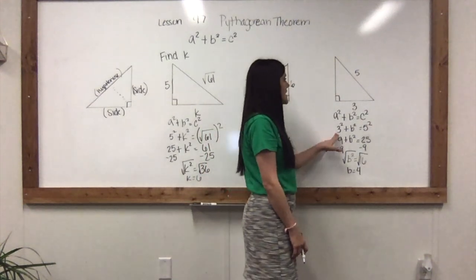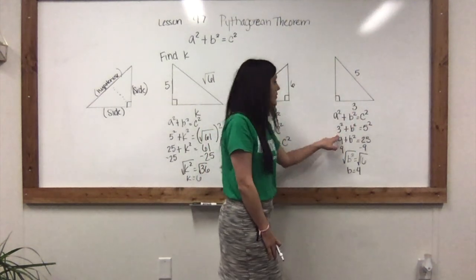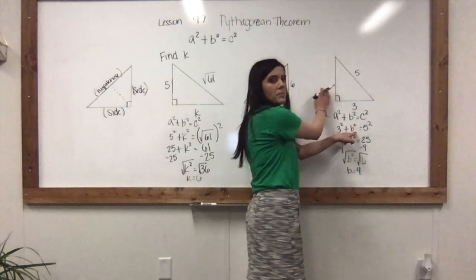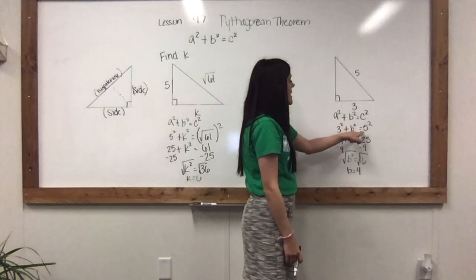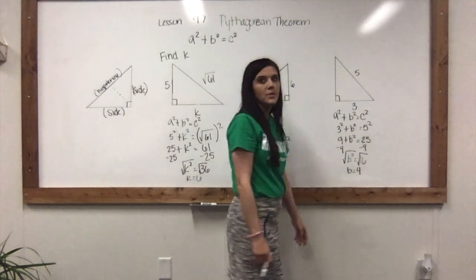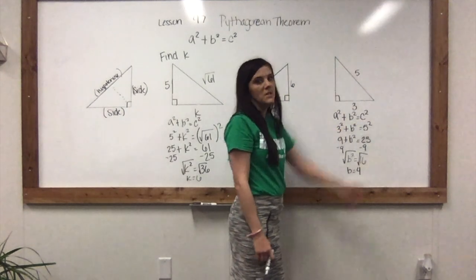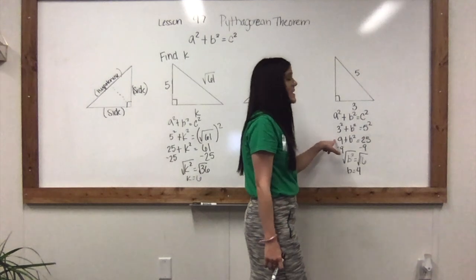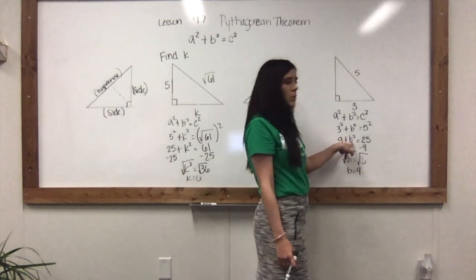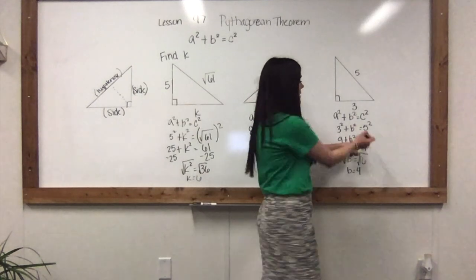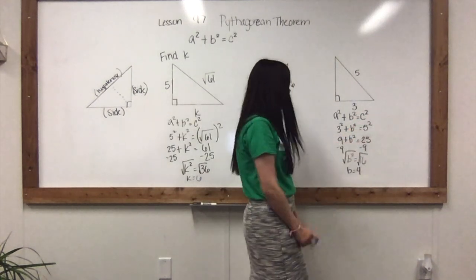So I have plugged in the 3 for the A, plus B squared, because that is what we're missing, one of the sides, equals our C squared, which is this side that's measuring 5 units. So 3 squared is going to give us 9. I'm going to keep that B squared right there because that's still what we're missing, equals, and then 5 squared is going to give you 25.